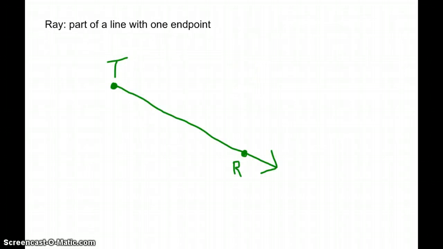A ray is a part of a line with one endpoint. This is why you see an arrow on only one end. A ray is named with its endpoint first, followed by another point on the ray with the ray symbol above these two points. The ray symbol is always drawn horizontally, pointing to the right, no matter what direction the ray points. Also, the order of the points matters.